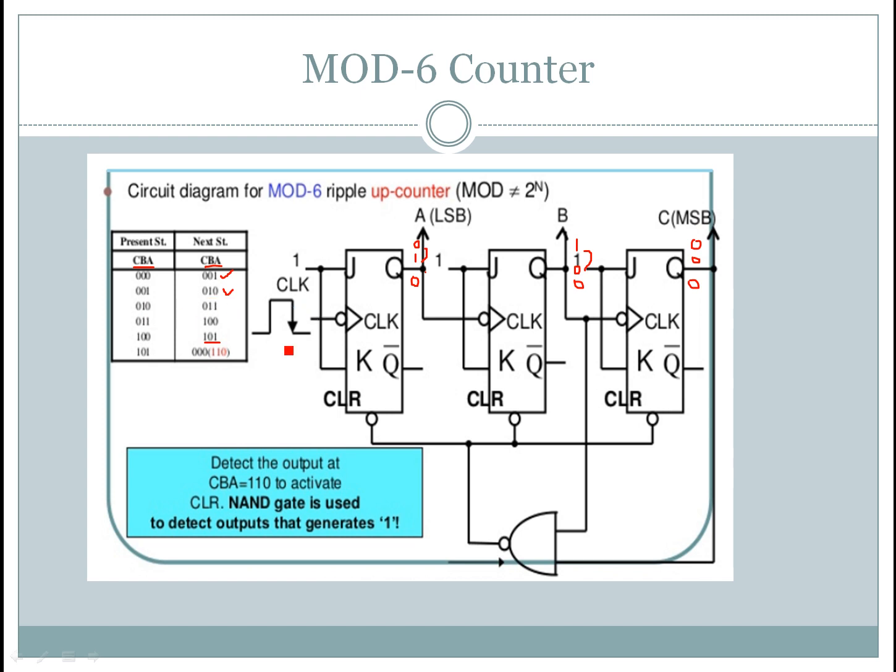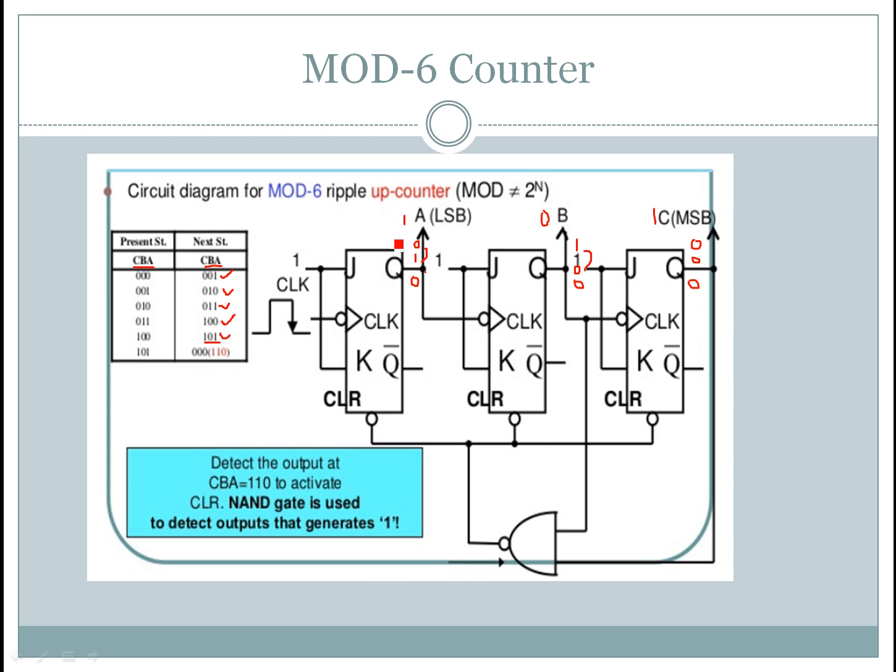Again for the next clock pulse we'll get 0 1 1, and after this we'll get 1 0 0, and after this we'll get 1 0 1. So this is the mod 6 counter. The maximum count value is 101. So after this count value 101, we should get 000. We should not get 110. After 101, the next value is 6, that is 110.